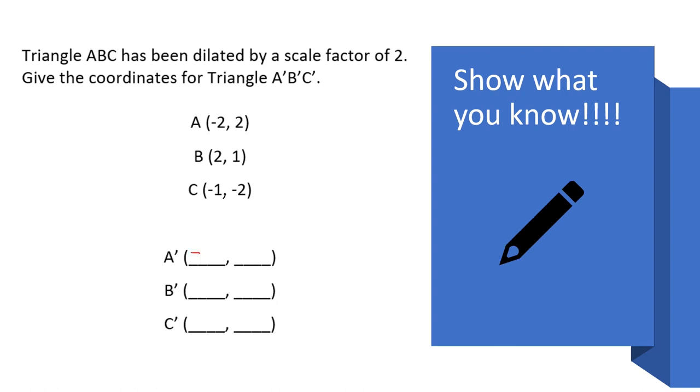So if I have a negative 2, I'm now at negative 4, 4. B is (2, 1), so B prime is going to be (4, 2). And C is (-1, -2), so C prime would be (-2, -4). Since my scale factor is larger than 1, this is an enlargement in terms of the dilation.